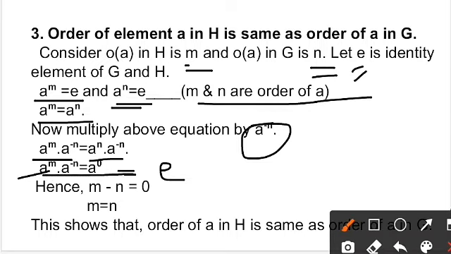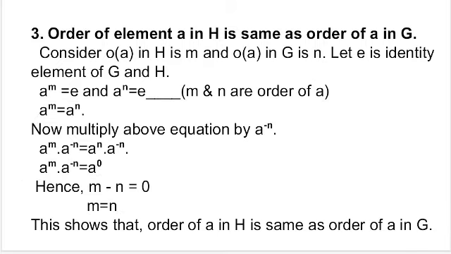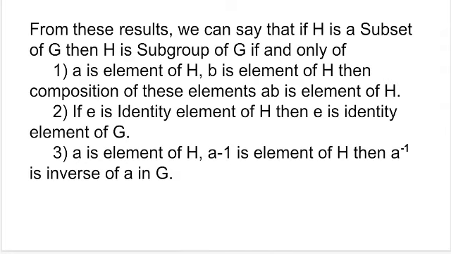And by comparing their indices, we can write m minus n is equal to 0 by the indices rule. So, m minus n is equal to 0 implies that m is equal to n. And so, orders m and n are not different but they are the same. And this shows that the order of a in H is just the same as the order of a in G. So this was the complete proof of the first part.